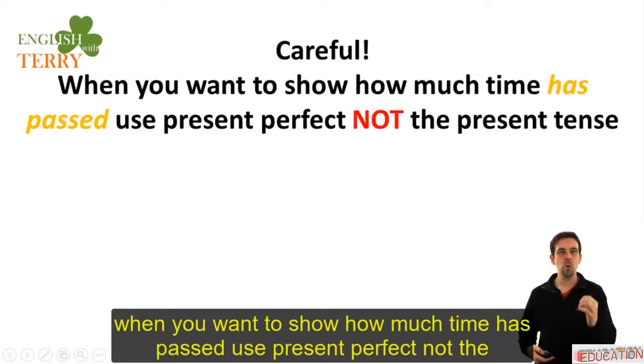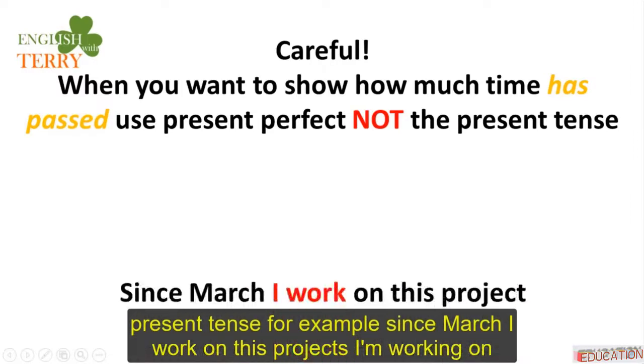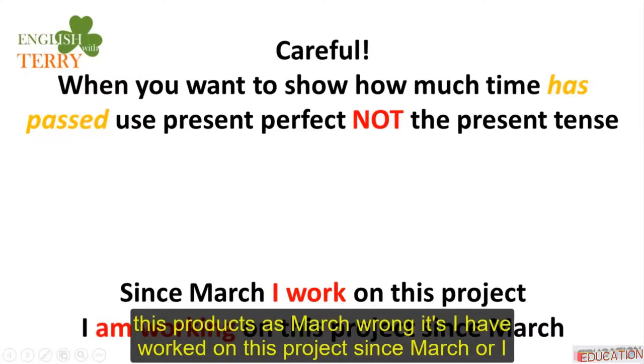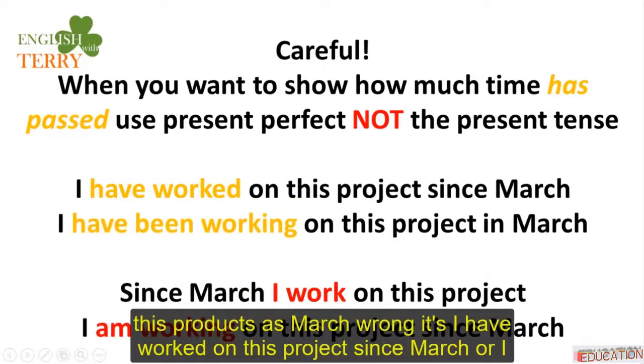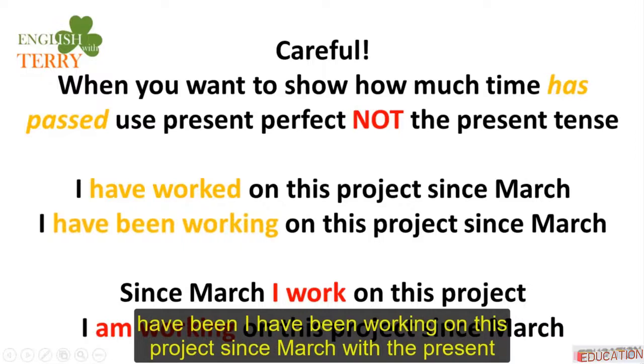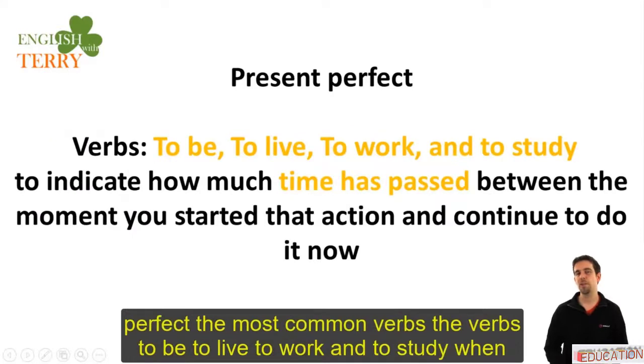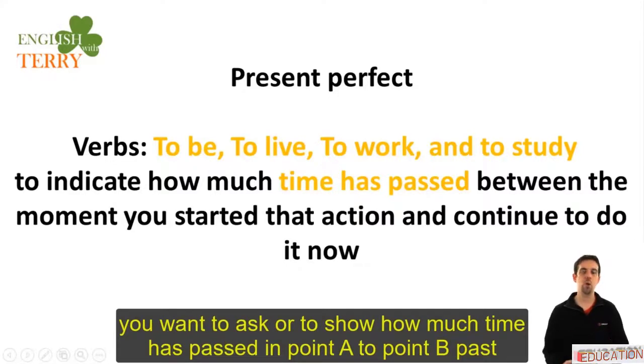Now, careful. When you want to show how much time has passed, use present perfect, not the present tense. For example, since March I work on this project. I'm working on this project since March. Wrong! It's I have worked on this project since March, or I have been working on this project since March. With the present perfect, the most common verbs are the verbs to be, to live, to work, and to study, when you want to ask or to show how much time has passed between point A and point B.